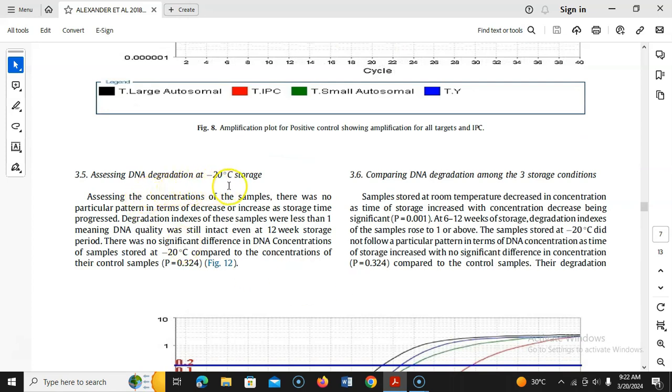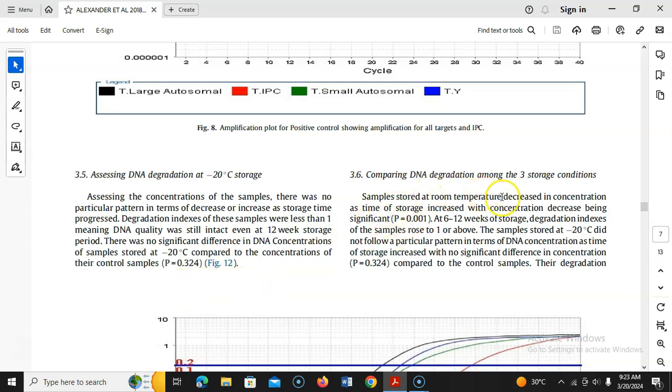Assessing DNA degradation at minus 20 degrees Celsius. So, assessing the concentrations of the samples, there was no particular pattern in terms of decrease or increase as storage time progressed. Degradation indices of these samples were less than 1, meaning DNA quality was still intact even at 12-week storage. There was no significant difference in DNA concentrations of samples stored at minus 20 degrees Celsius compared to the concentrations of their controls. P-value 0.324.